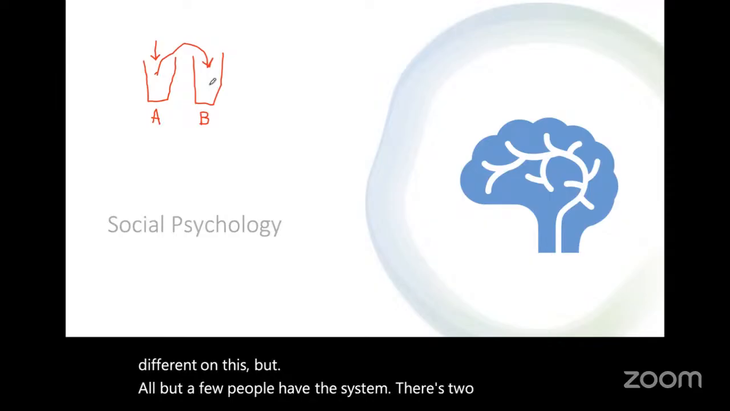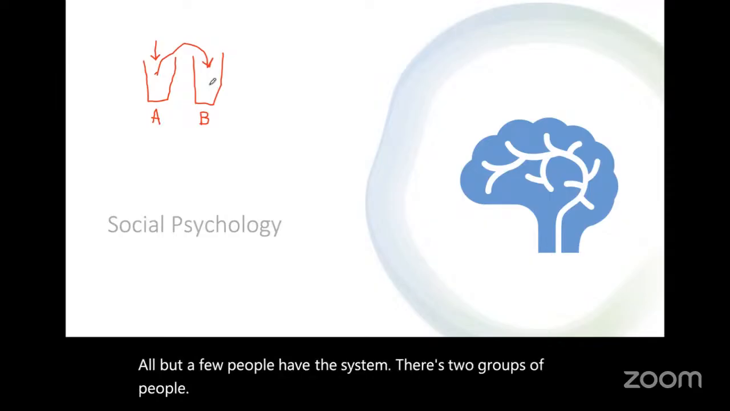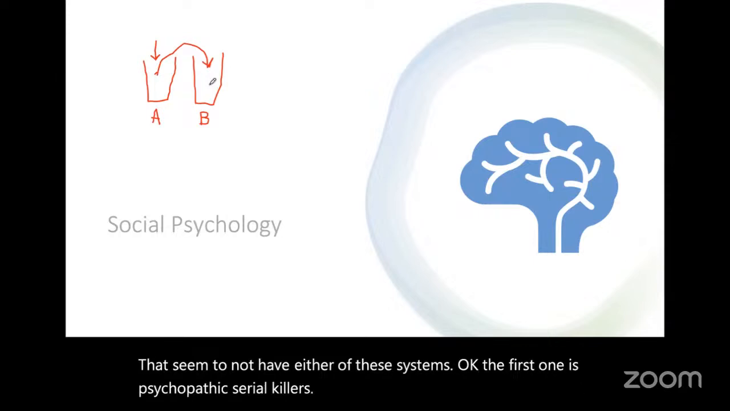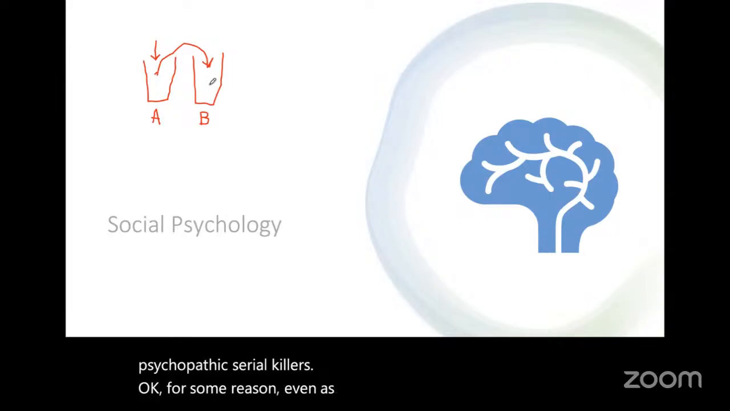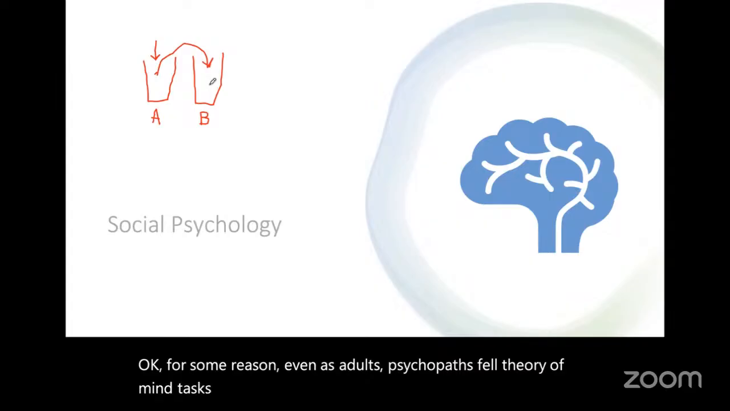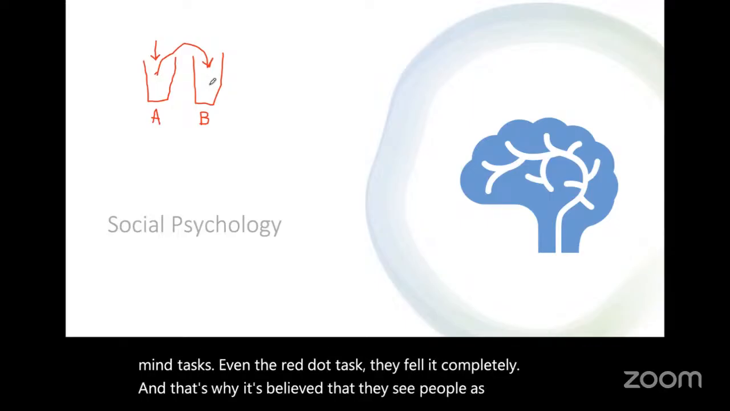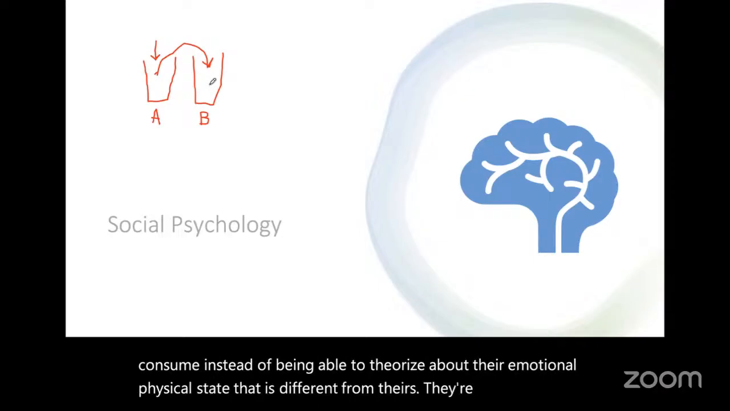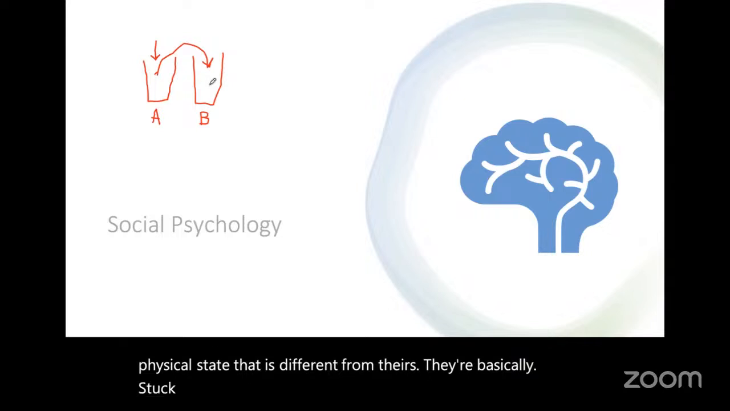There's two groups of people that seem to not have either of these systems. The first one is psychopathic serial killers. For some reason, even as adults, psychopaths fail theory of mind tasks, even the red dot task. They fail it completely. And that's why it's believed that they see people as objects to consume instead of being able to theorize about their emotional, physical state that is different from theirs. They're basically stuck at a 24-month age as far as mentalizing about other people.